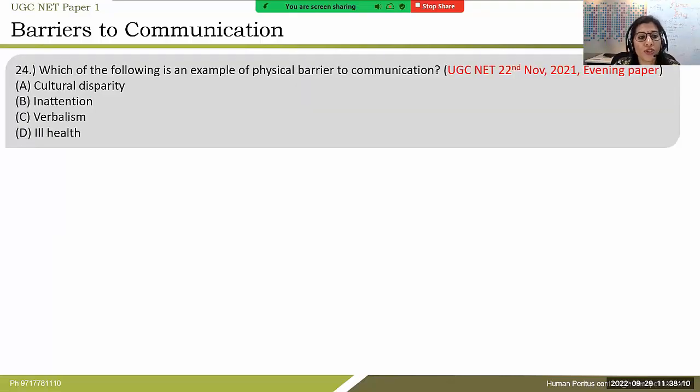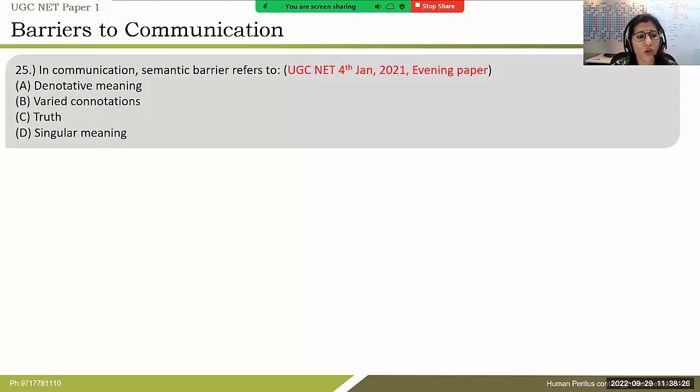Next question. Which of the following is an example of a physical barrier to communication? Cultural disparity, inattention, verbalism, ill health. Ill health is the physical barrier. Very easy question. All right. Next: in communication, semantic barrier refers to semantic.